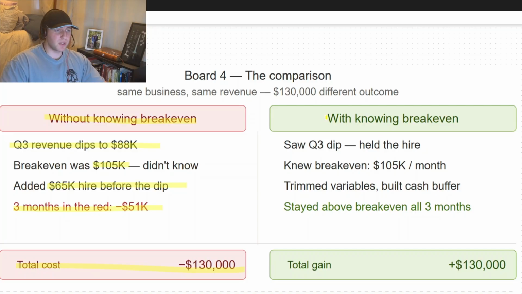And then if you did know your break-even point, you saw that Q3 was dipping, so you held off on hiring this individual. You knew the break-even was $105,000 a month, so you targeted that. You cut a bunch of expenses and built a cash buffer to stay safe. And by making these wise decisions, you stayed above break-even for all 3 months, meaning you made $130,000 in the end instead of losing $130,000. It's the same business and revenue, but because you made great decisions, you were profitable and didn't lose money.